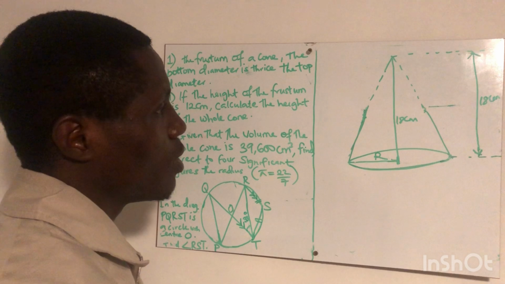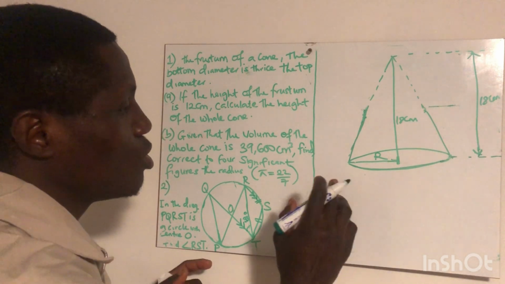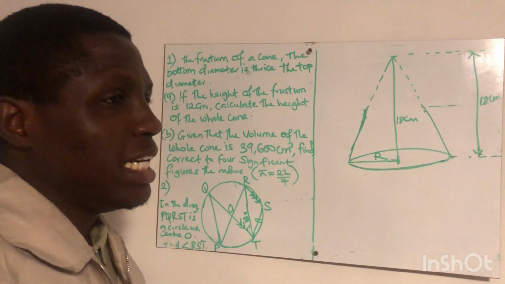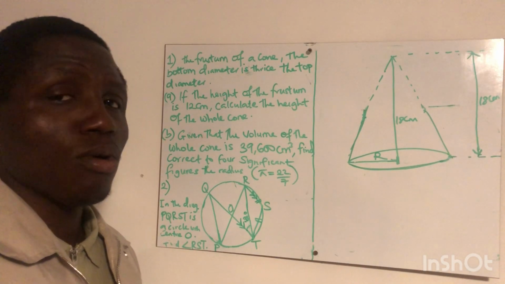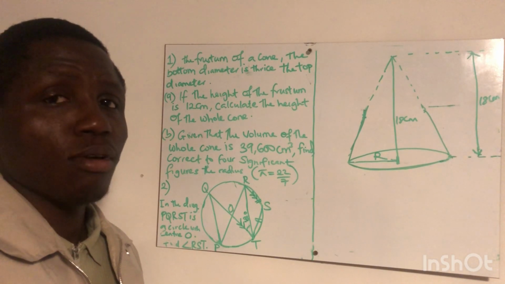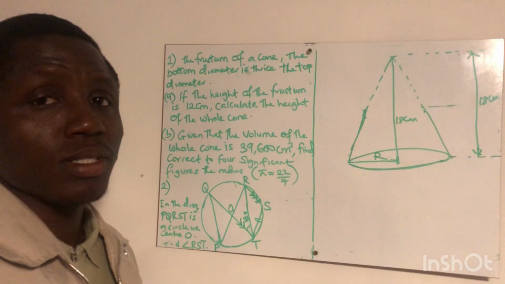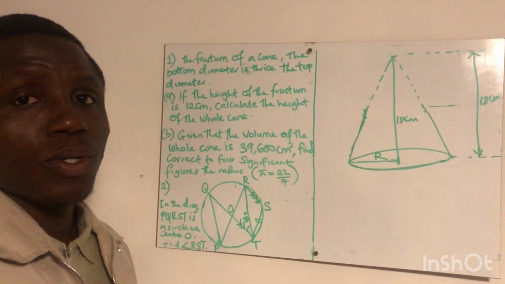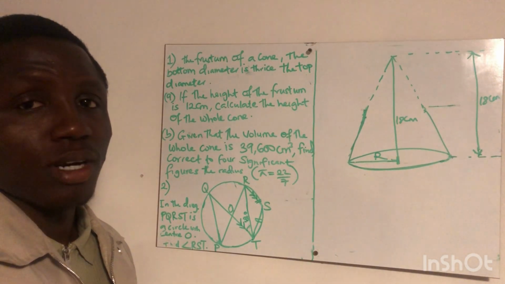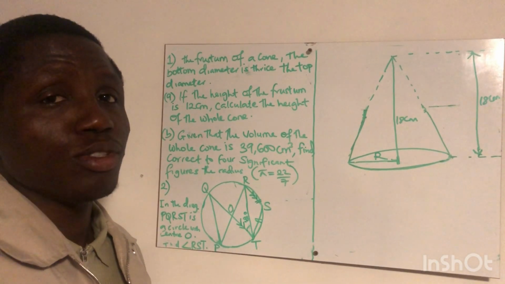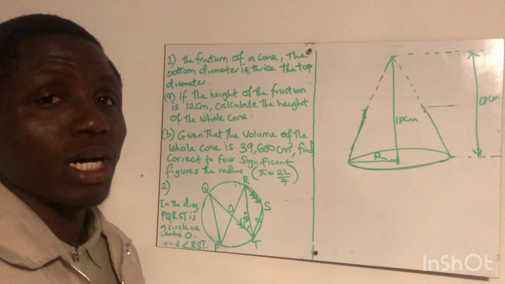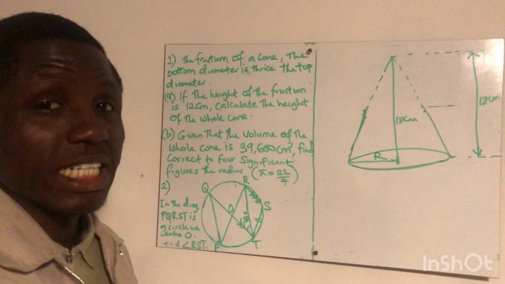So with this now, to calculate the volume of a cone, you must know the formula offhand. If you don't know the formula offhand, there is what we call the four-figure table, a book of formulas that comes with you when you are writing exams. You have to bring that book inside in order to recall some formulas. But you need to know where those formulas are in order to apply them in exams.